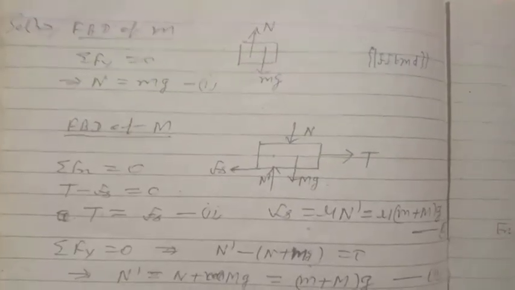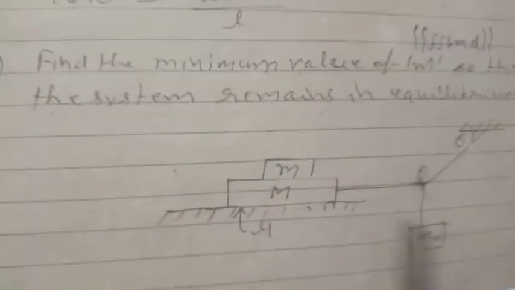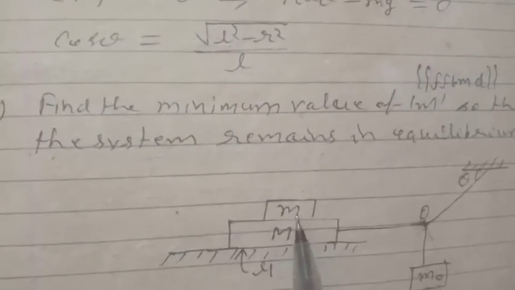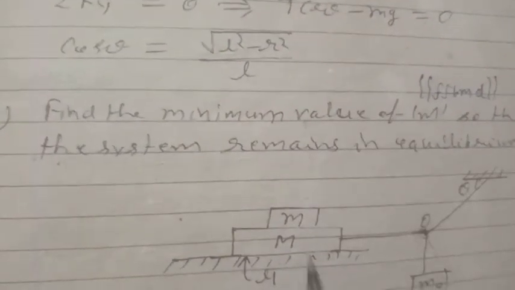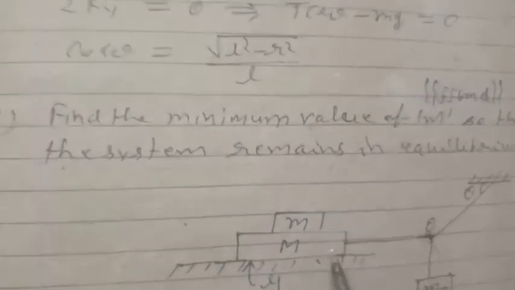So we can solve this problem by drawing the FBD. Now first we draw the FBD of mass m. So let's see here, mass m has its weight acting in the vertical direction, and the normal reaction due to this mass will be in the upward direction, which is N we have written. For this body sigma Fy is equal to 0 and N equals mg.